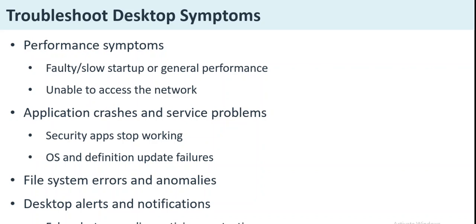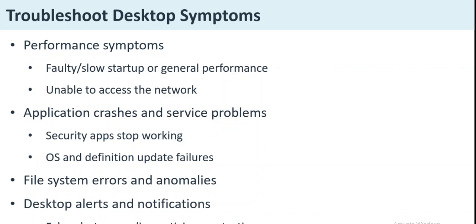Application crashes and service problems. So if all of a sudden applications crash for no reason and security apps stop working, if your computer is infected, one of the first things they will try to do is to stop the antivirus software or the firewall in your computer. So if that software stops working, then the bad guys have open doors to do whatever they want. The OS and definition update failure. So they would try to prevent you from updating your antivirus definitions and the Windows update. So it's extremely important that your definitions are up to date and that the operating system is up to date.